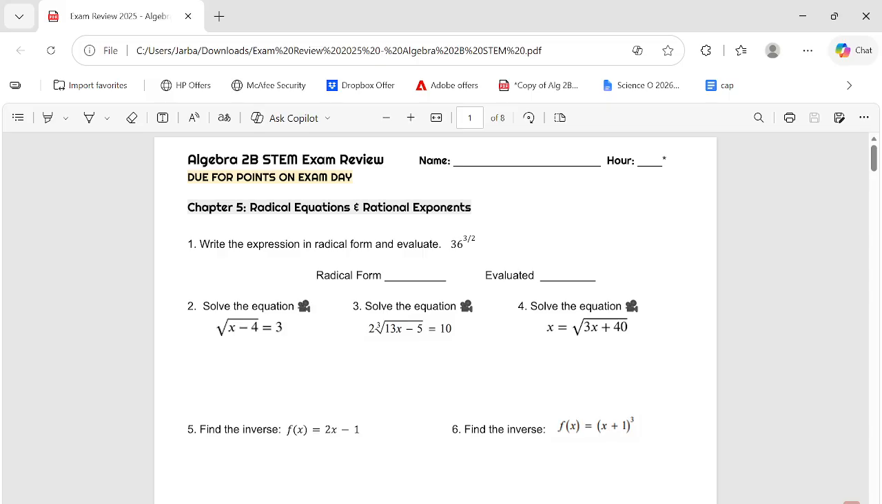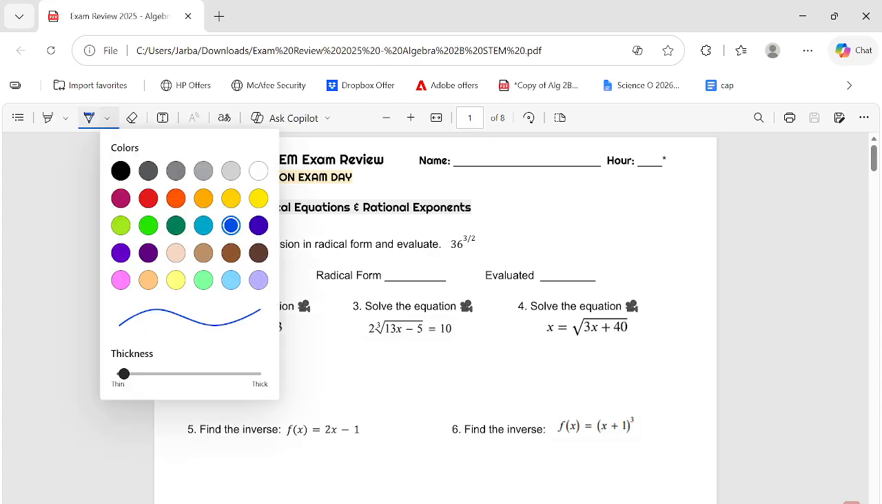So, for the first one, we want to change this form, which has a fractional power. It has a power of 3/2.